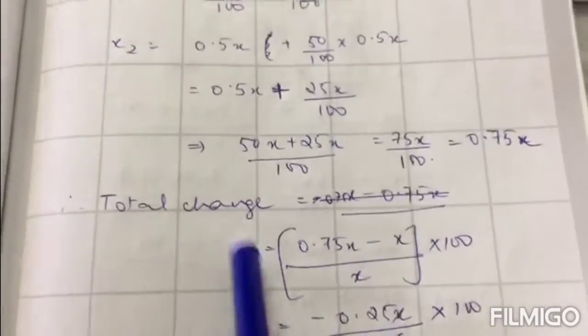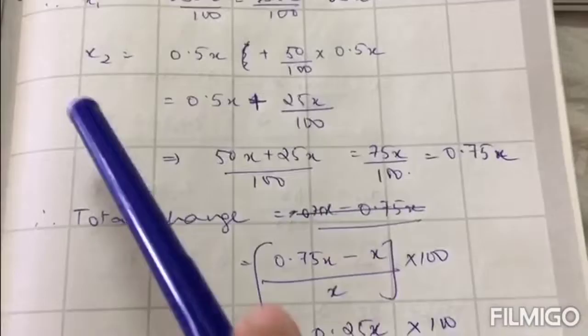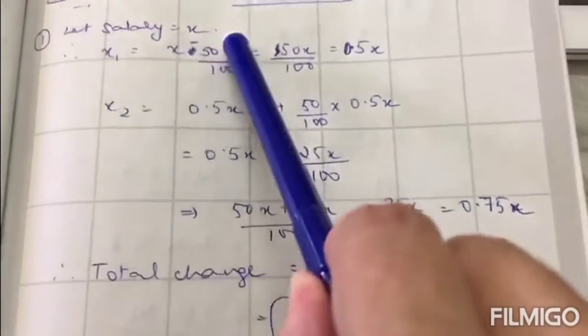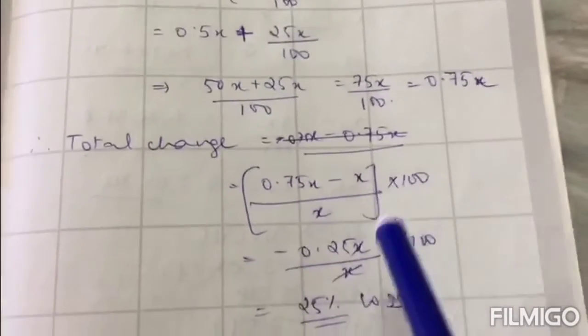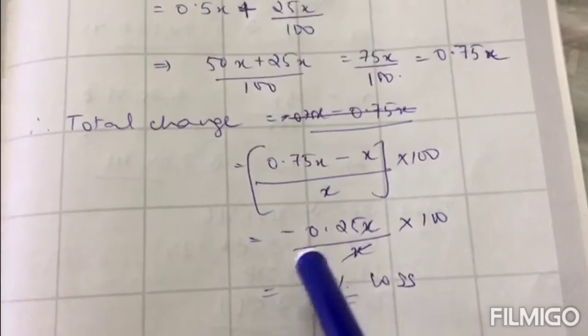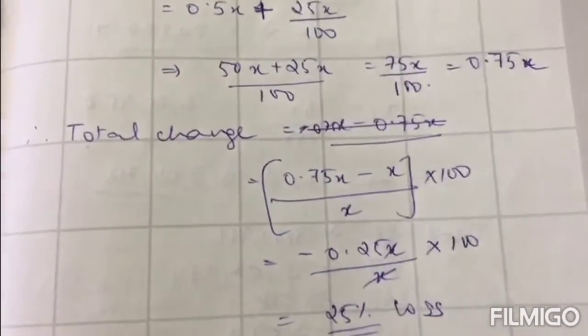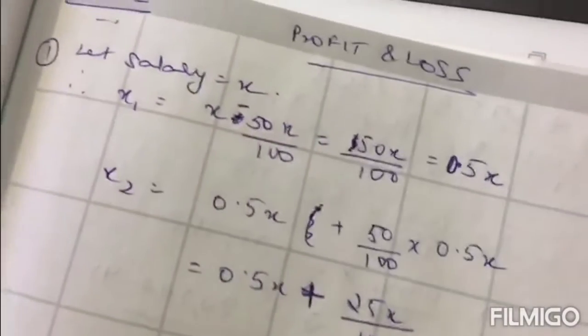So what is the total change in the salary? It is the final salary, which is X2, minus the original salary, divided by the original salary into 100, which gives me a 25% decline. That is a 25% loss. And that is the answer given in this question.